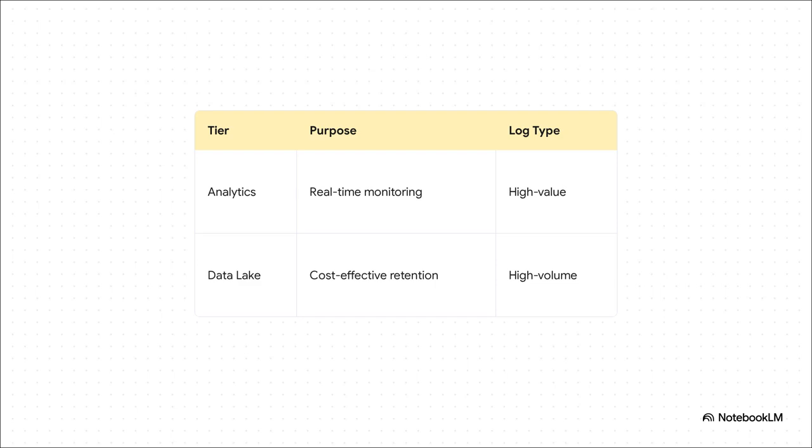Once that data is filtered, we optimize costs using Sentinel's tiered storage. You're going to place your primary, high-value security logs right in the analytics tier for real-time monitoring. But what about those massive, highly verbose logs you just need for compliance, like NetFlow data? Well, you route those into the data lake tier. It gives you cost-effective, long-term retention. Basically, it keeps your fast data fast and your cheap data, well, affordable.